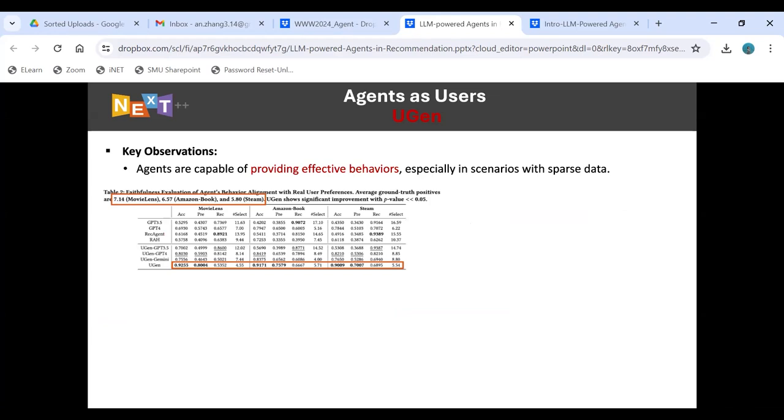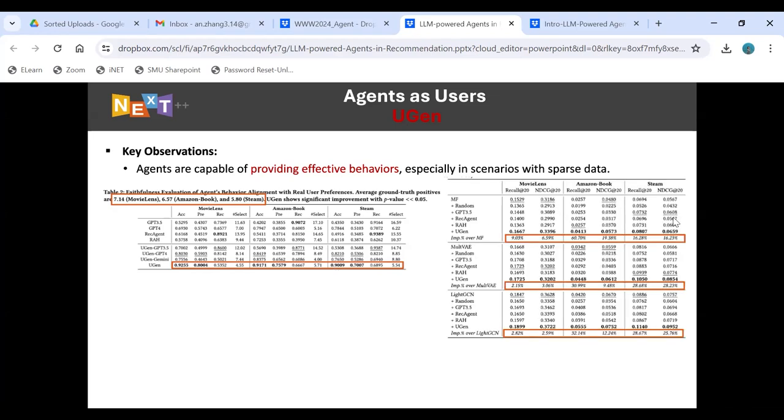First one, we find out that Eugene can closely simulate actual select numbers, right? So it simulates actual select numbers, and it successfully simulates over 90% of real user preference in all data sets, among Steam, Amazon Book, and Movie Lens. Secondly, we find out that Eugene can consistently and significantly strengthen the backbone model for recommendation by around 10%.